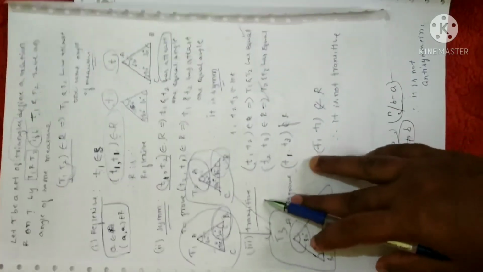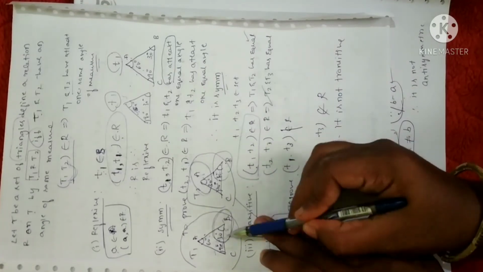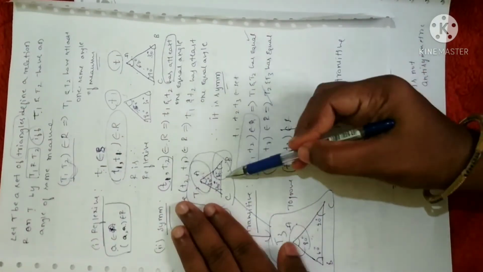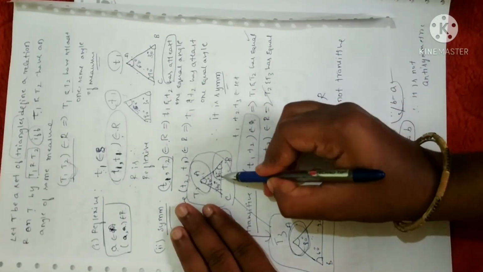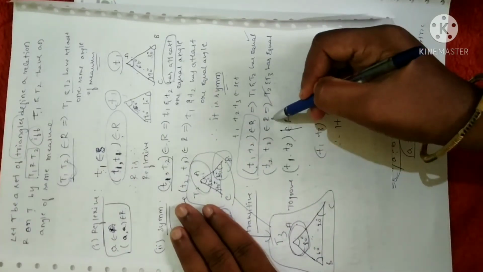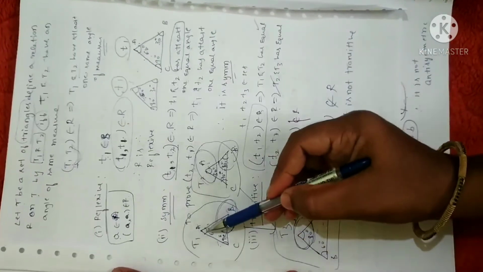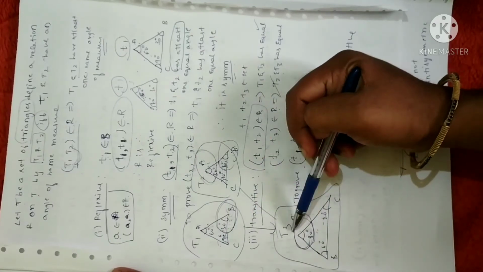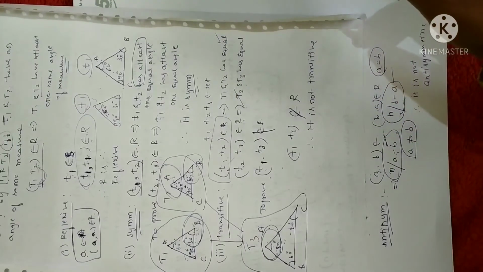Now coming to transitivity, I have chosen triangles T1 and T2 which have 30 degrees as an equal angle. So it belongs to R. Next I have chosen T2 and T3 which have 80 degrees in common. Angle B is 80, angle A is 80 degrees. So those two belong to R. I have to prove (T1, T3) is also in R. But I don't have a common angle between T1 and T3. Therefore, it does not belong to R. Therefore, it is not transitive.